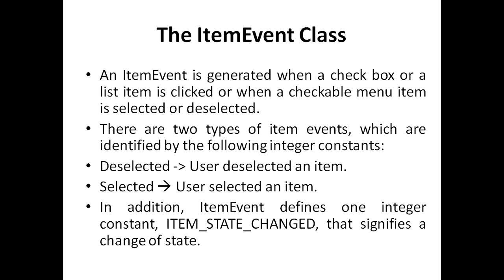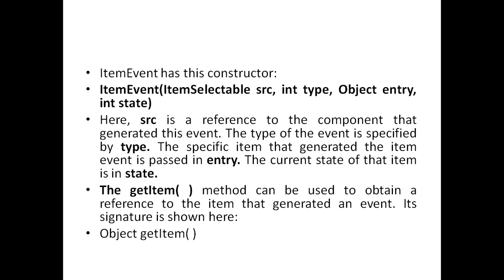Next is the ItemEvent class. An ItemEvent is generated when a checkbox or a list item is clicked or when a checkable menu item is selected or deselected. There are two types of item events which are identified by the following integer constants. One is DESELECTED, another is SELECTED. In addition, ItemEvent defines one integer constant, ITEM_STATE_CHANGED, that signifies a change of state.